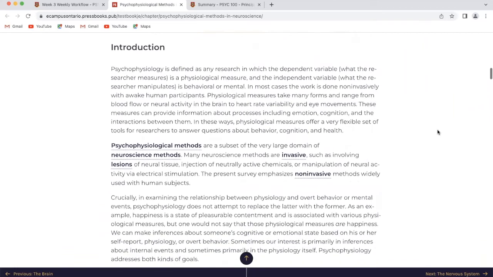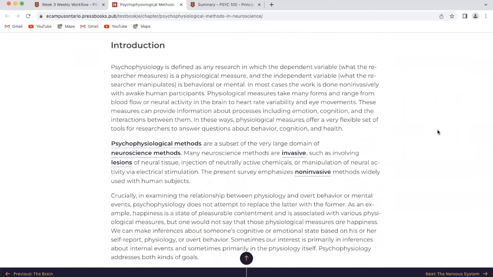Introduction. Psychophysiology is defined as any research in which the dependent variable is a physiological measure and the independent variable is behavioral or mental. In most cases, the work is done non-invasively with awake human participants.